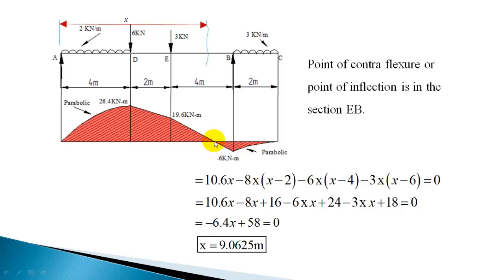That method you can also use to find the point of contraflexure, but that is possible only when the bending moment variation is linear. If the bending moment changes its sign somewhere in the parabolic section, then you cannot use this method. You need to write down the bending moment equation.